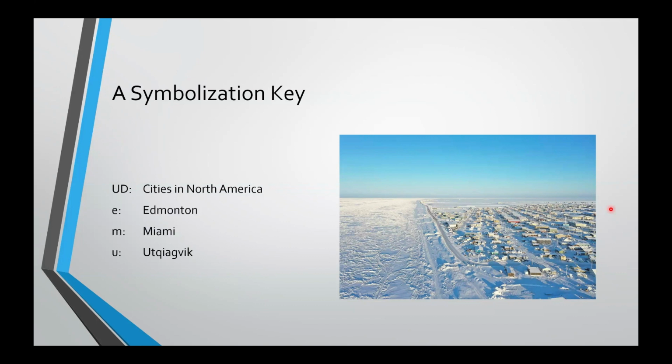Then we're going to introduce three constants that name things in the universe of discourse. So E, lowercase e, will stand for Edmonton, M will stand for Miami, U will stand for Utqiagvik. This here is a picture of Utqiagvik. It's on the shore of the Arctic Ocean in Alaska. So far, Lonely Planet has not included it on their list of the world's best beach destinations.